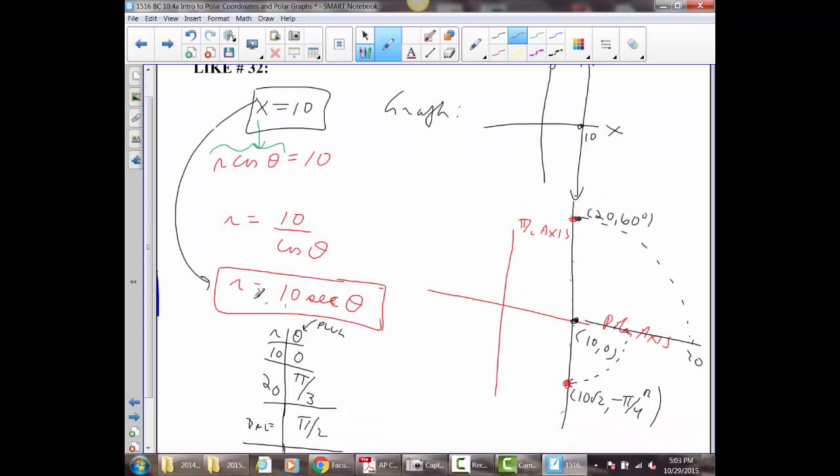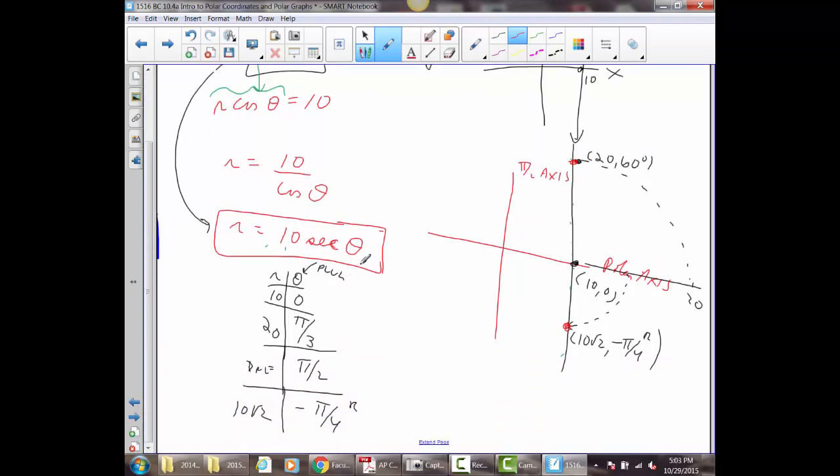Okay, now it's hard to believe that this is going to give a vertical line, so I just want to kind of convince you of that fact. I'm going to let theta be 0, pi over 3, pi over 2, and negative pi over 4. The secant of 0, of course, is 1, so 10 times 1 is 10. The secant of 60 degrees is 1 over the cosine of 60 degrees, which is 1 over the sine of 30 degrees, which is 2. 2 times 10 is 20.